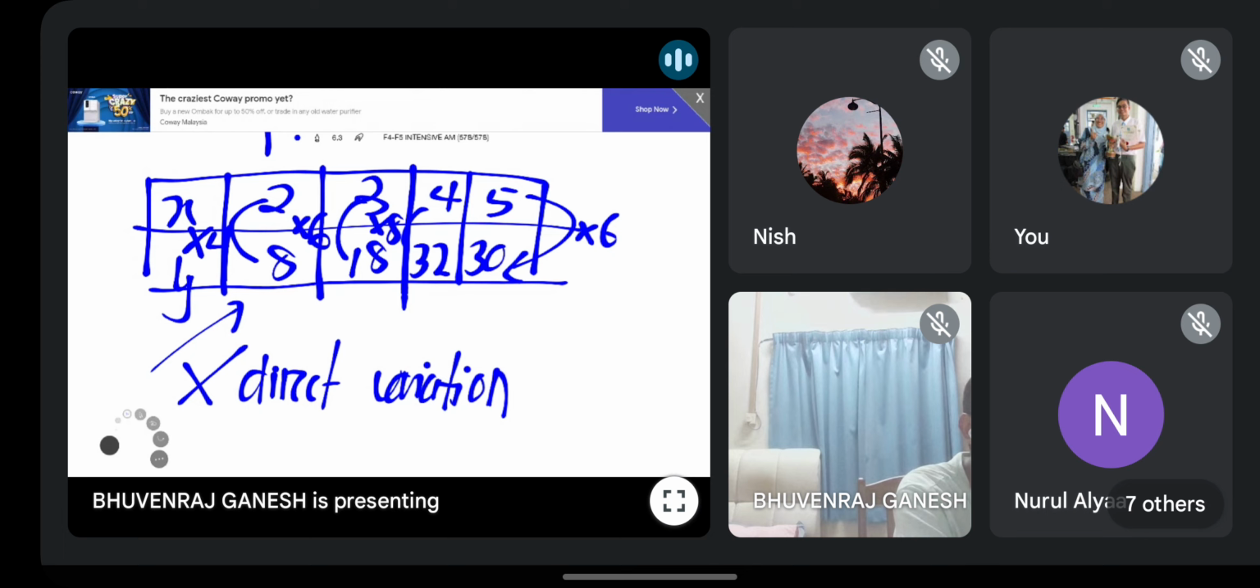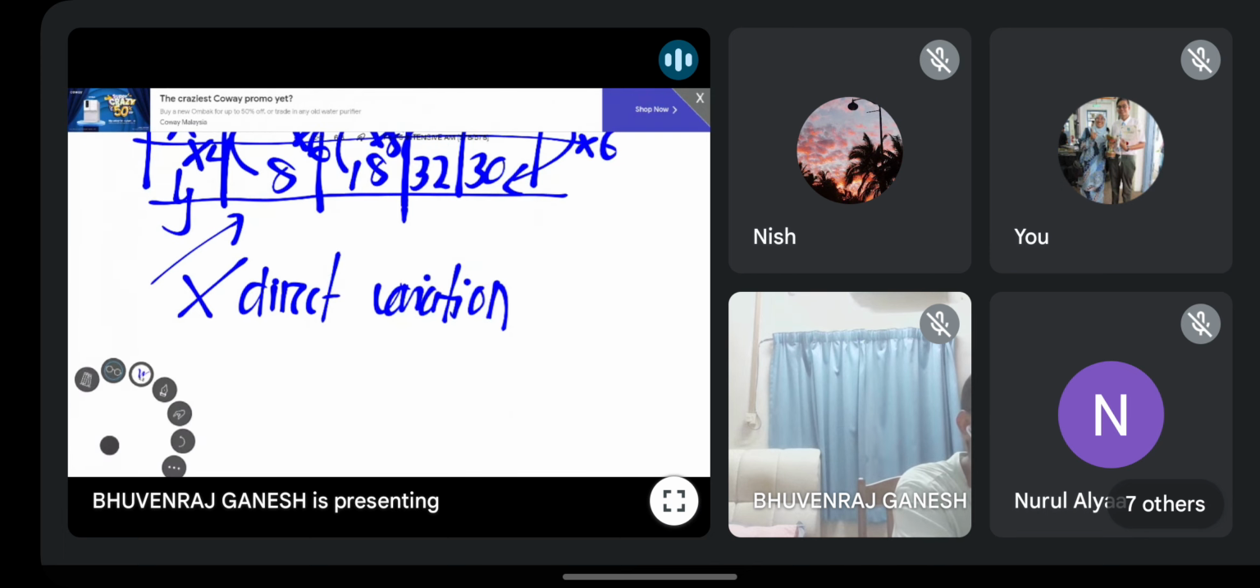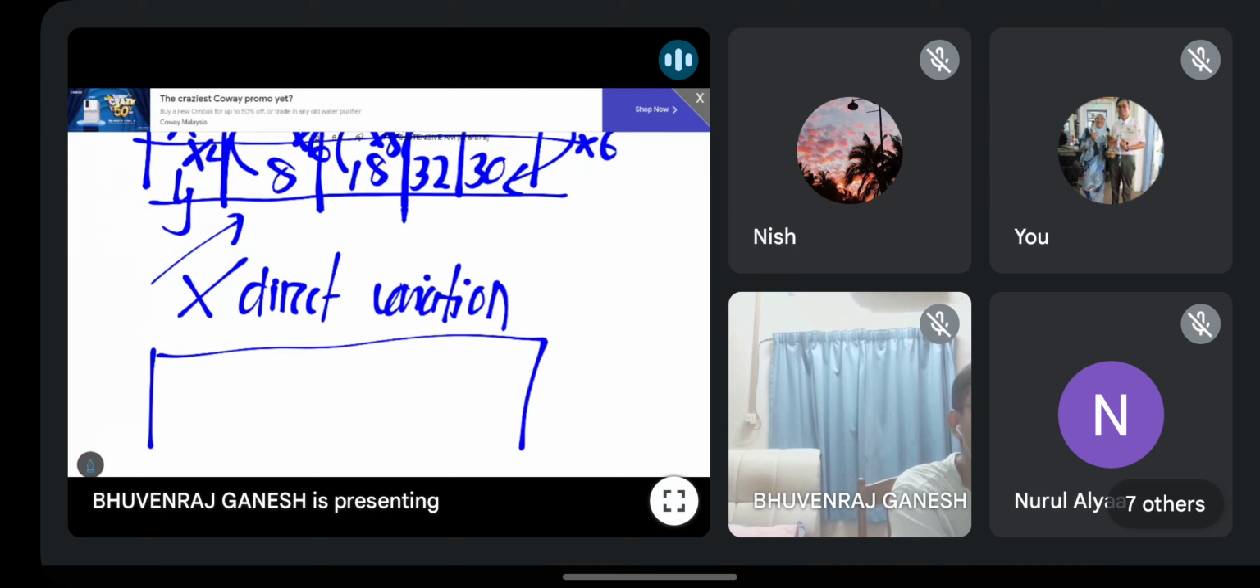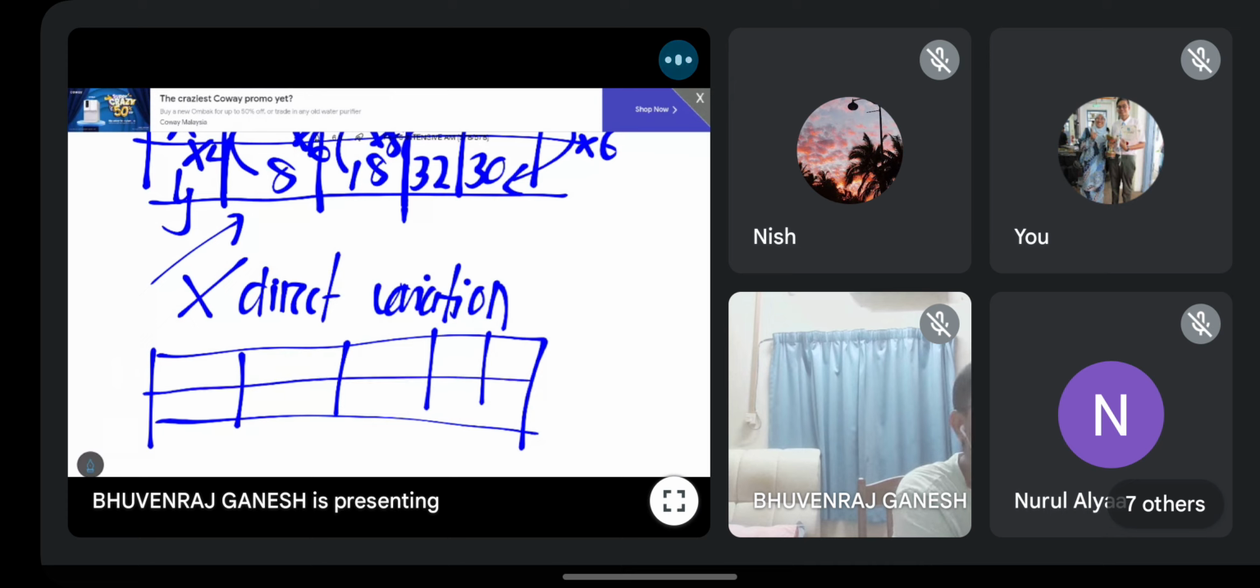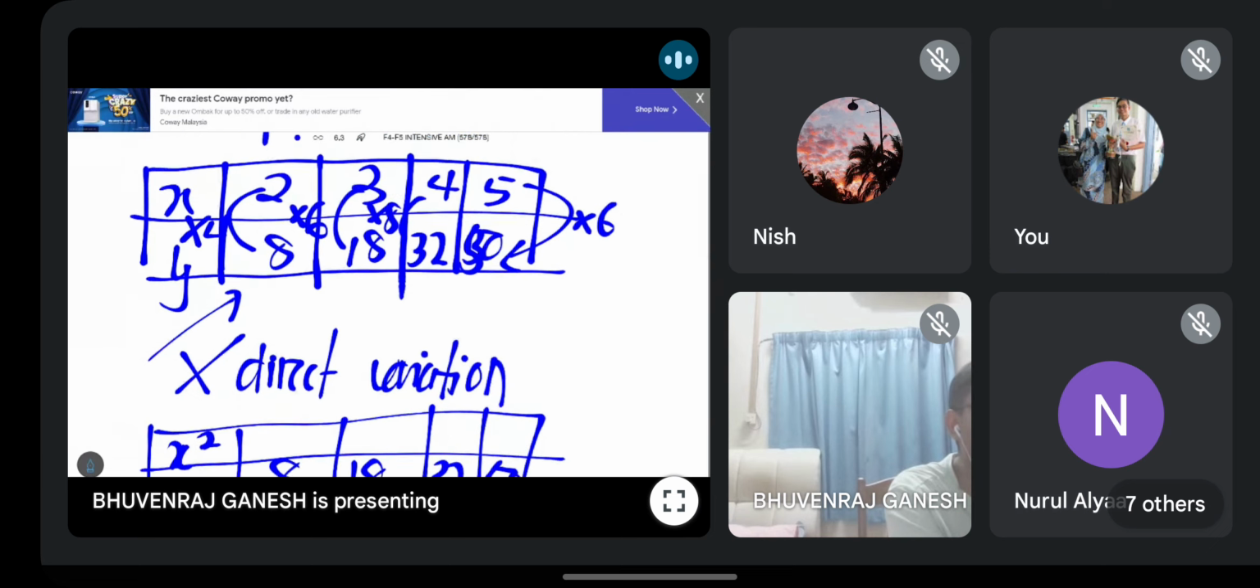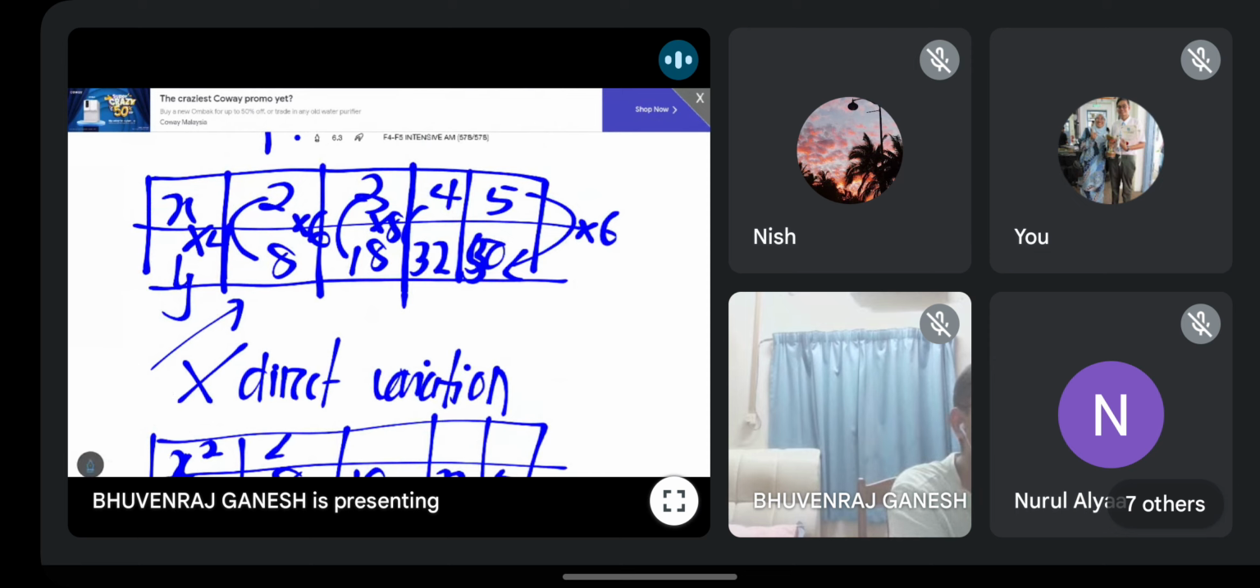So guys, how do I change this to become direct variation? Macam mana saya boleh ubah nilai-nilai dalam jadual ni untuk tunjuk ubahan langsung? Very simple. Saya hanya perlu nilai Y saya kekalkan, tapi saya kena ubah sesuatu pada nilai X. Okay, saya kena kuasa duakan nilai X. Okay guys, so look at here. Kalau kamu kuasa duakan nilai X, 2 kamu akan dapat 4. Betul? Sebab 2 kuasa 2 is 4. 3 you kuasa 2 you get 9. 4 kuasa 2 16. 5 kuasa 2 25.